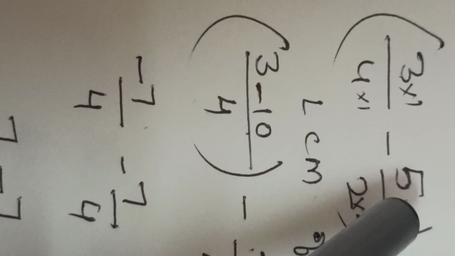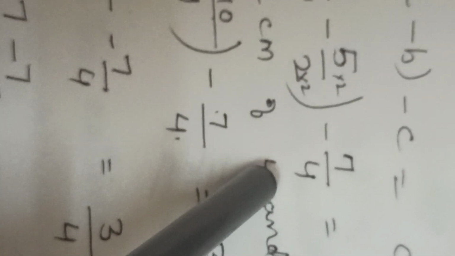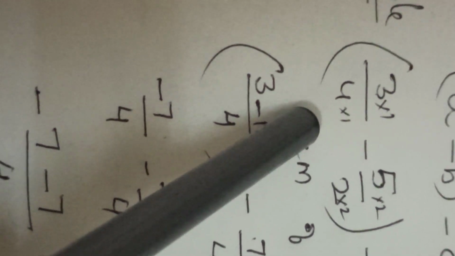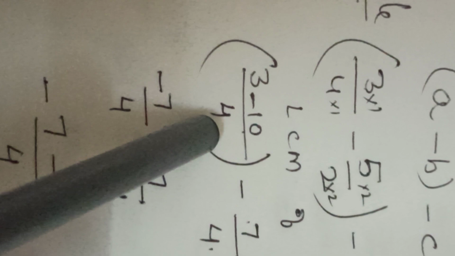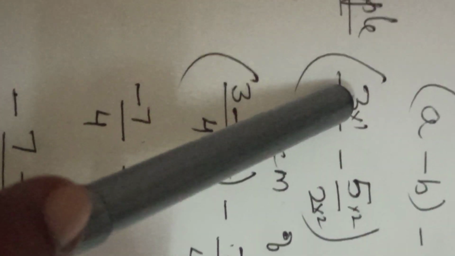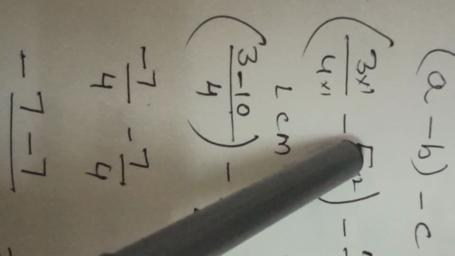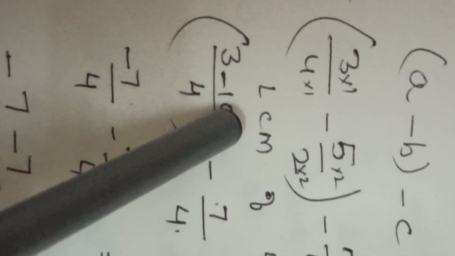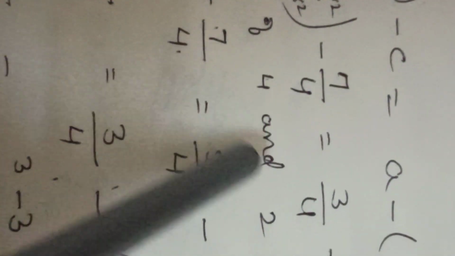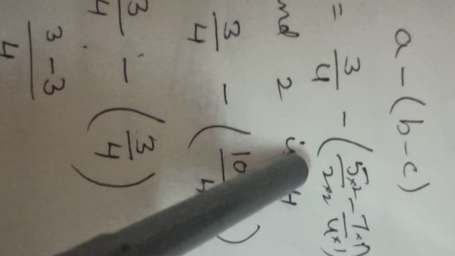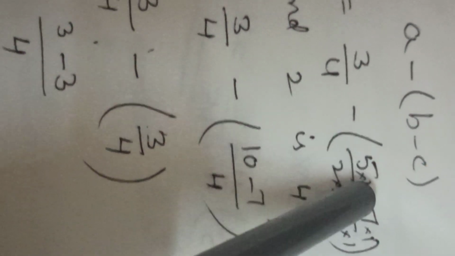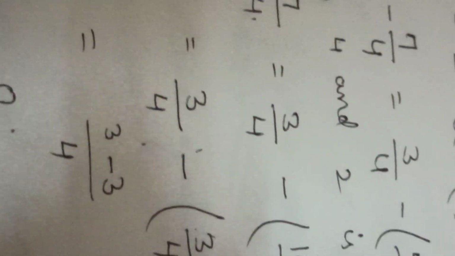We are taking (3/4 - 5/2) - 7/4 and 3/4 - (5/2 - 7/4). Now for this, the LCM of 4 and 2 is 4. So 4 ones are 4, 3 ones are 3, minus 2 twos are 4, 5 twos are 10. So (3 - 10)/4 - 7/4, equal to 3/4 minus, here also the LCM is 4. So 2 twos are 4 and 4 ones are 4, 5 twos are 10, minus 7/4.